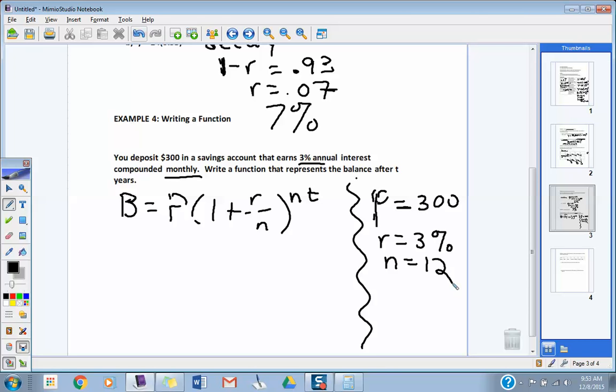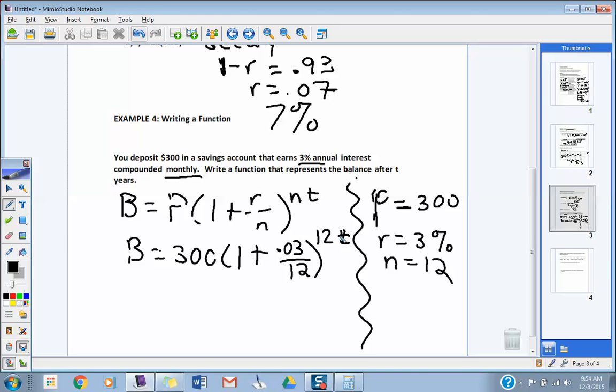My balance B, it's going to equal the following. What are we starting with again? $300 times 1 plus, all right, what's the R value? So 0.03 divided by the N value. How many times we compound it? So 3% is getting divided out over 12 periods. And then this is getting compounded 12 times in a year. All right, so 12t.